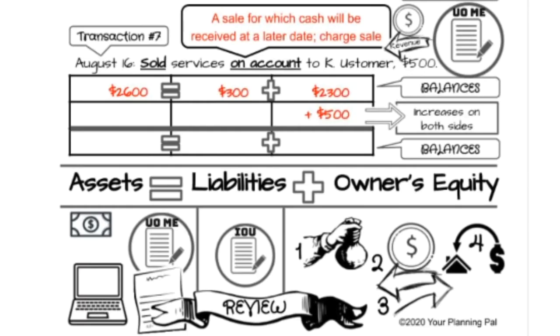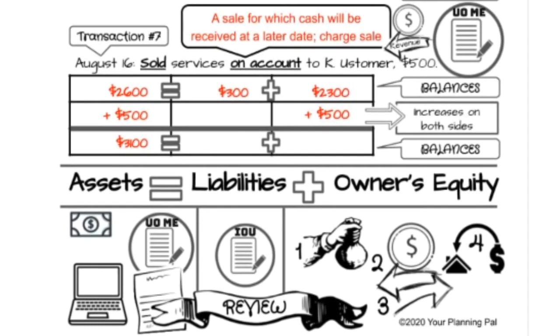So K customer bought our services, but they have not yet paid us. That is something of value to us. That's an asset. We're going to increase that $500 on the asset side. We did not get cash for that. That's not under our cash account. It's under our accounts receivable account, but they are both assets. So we're increasing 500 on that side, and we're increasing 500 under the owner's equity side.